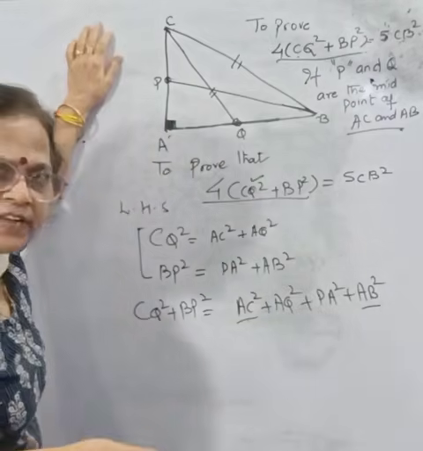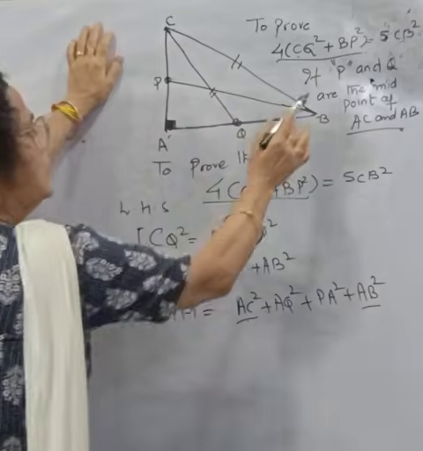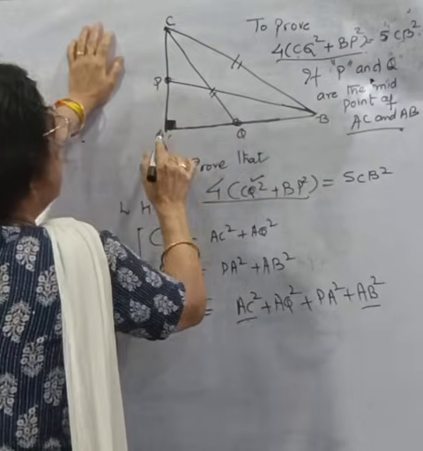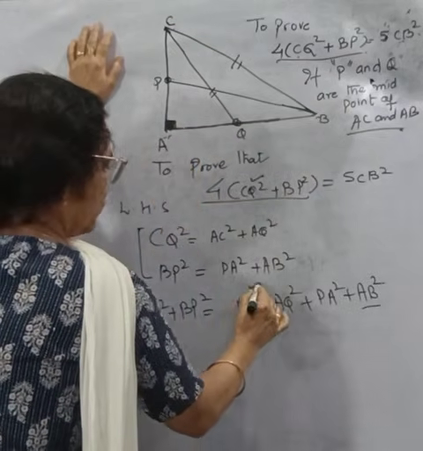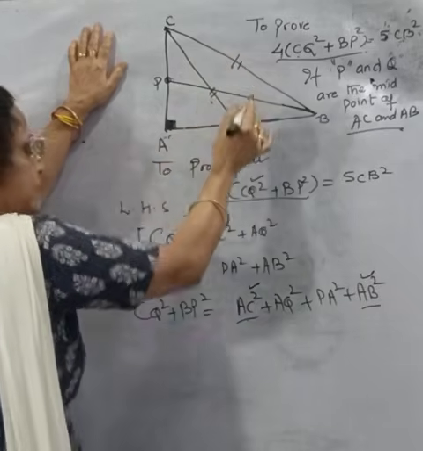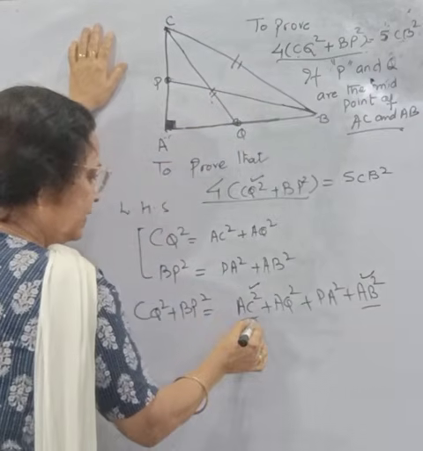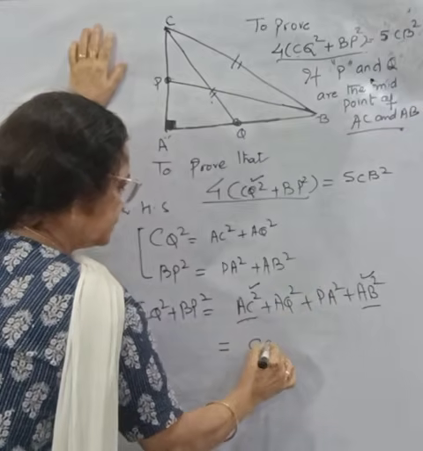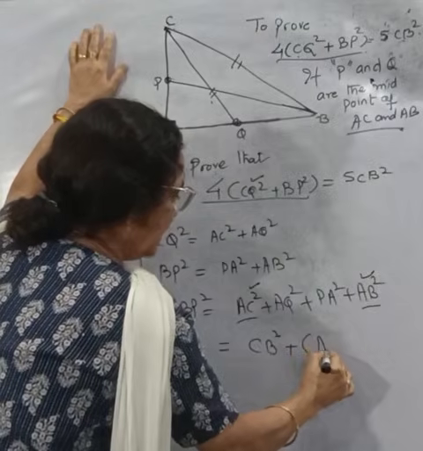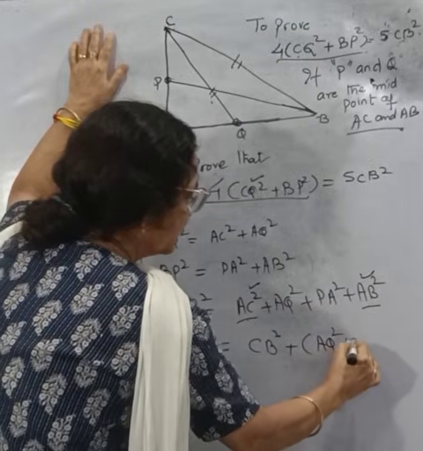Whatever is related to CB, we take on one side. We have to bring CB on the right hand side. So AC square plus AB square, this square plus this square, can be written together as CB square. One CB square has come. Plus the remaining portion is AQ square plus PA square.